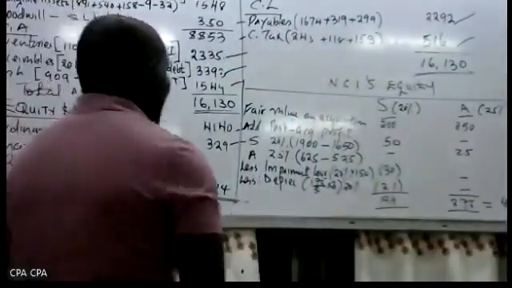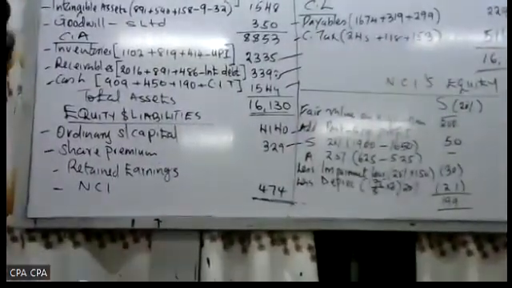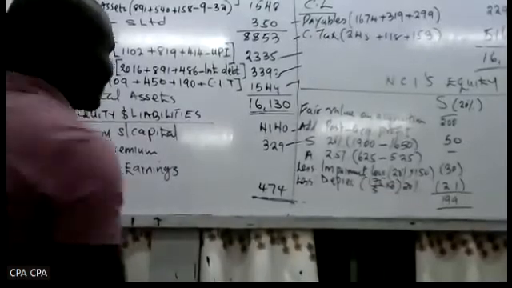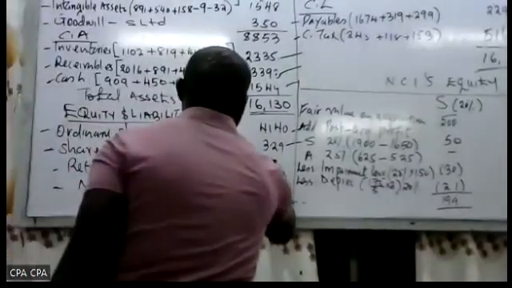So retained earnings when you try to fix it is how much? So that we confirm. 40? 44? 23.